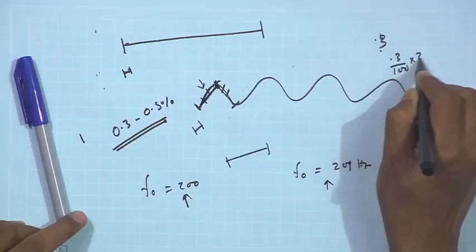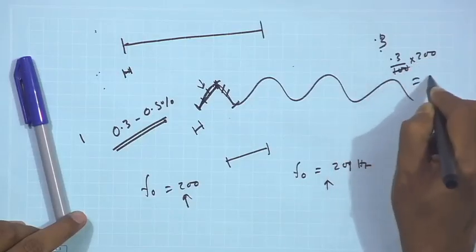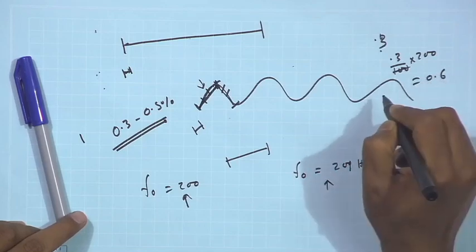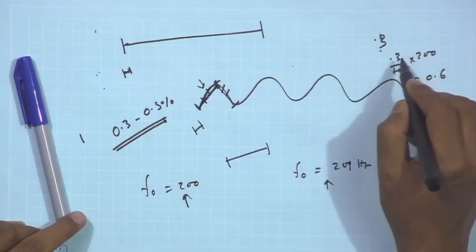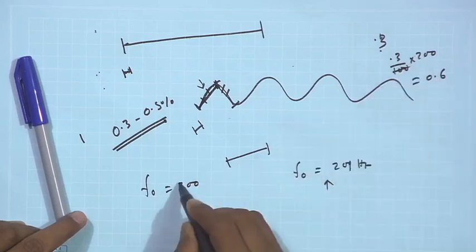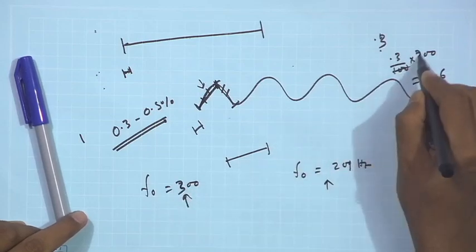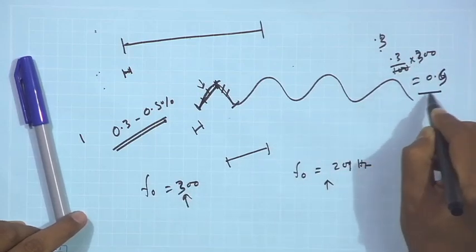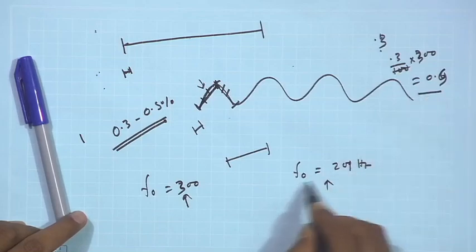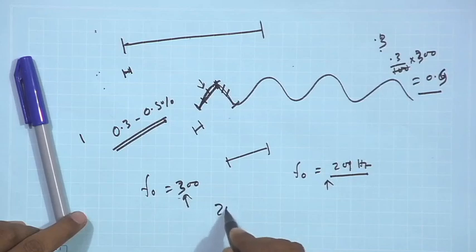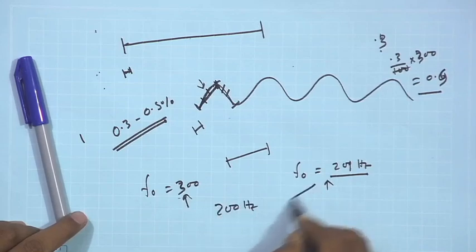So, let us take 0.3. 0.3% means 0.3 divided by 100 times 200, so 0.6. If it is for 300 hertz, then 0.9. So, I can say approximately that I cannot differentiate between a 201 hertz frequency and a 200 hertz frequency.